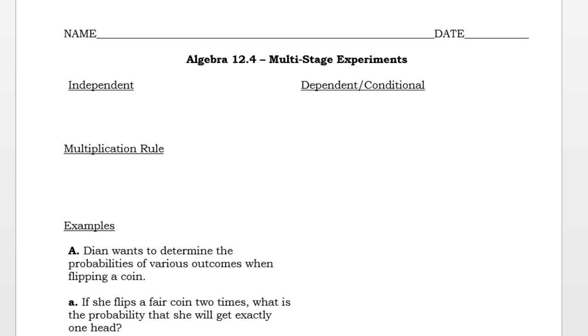Independent probabilities would be what you would expect when you are flipping a coin. For example, because you flip a coin, you either have heads or tails. The next time you flip a coin, you still have either heads or tails. The probability doesn't change. The first time it's 50-50, the second time it's still 50-50. The events do not affect each other.